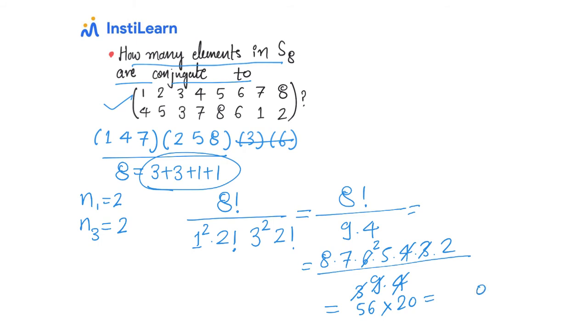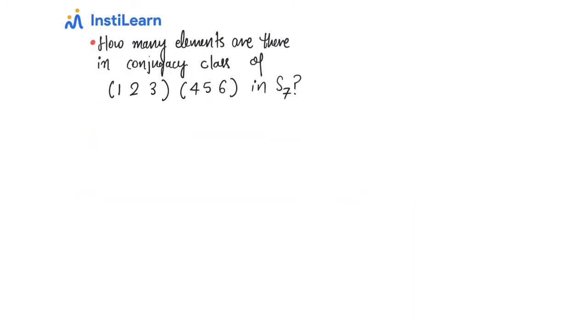So this will be 0, 2, 6, 12, 2, 1, 1, 1, 2, 0. So this is the number of elements in S8 which are conjugate to this given element. So let's discuss another similar problem so that we can get hold of this concept.